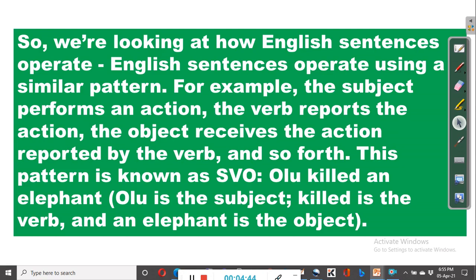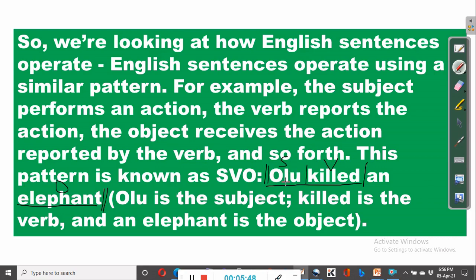That's a sentence structure that is known as SVO, subject verb object. For example, let's look at the sentence: Olu killed an elephant. Here we analyze the sentence as follows. Olu killed an elephant. Now, Olu is the subject, killed is the verb, and elephant is the object.